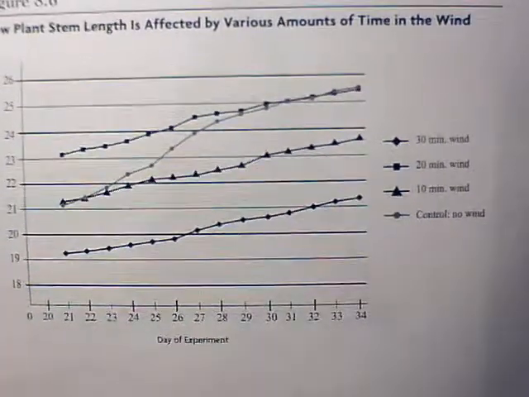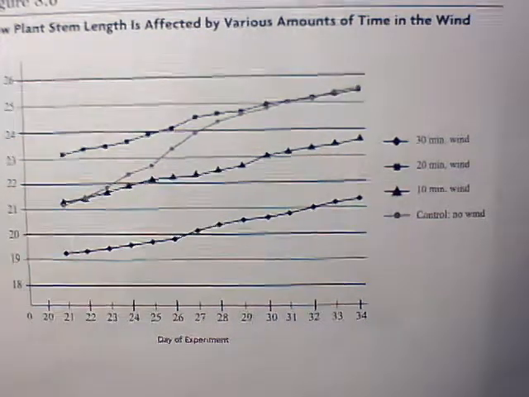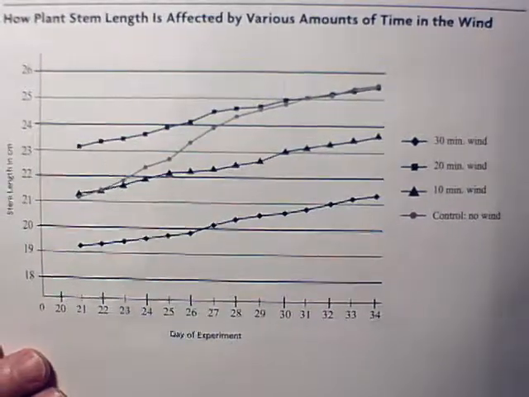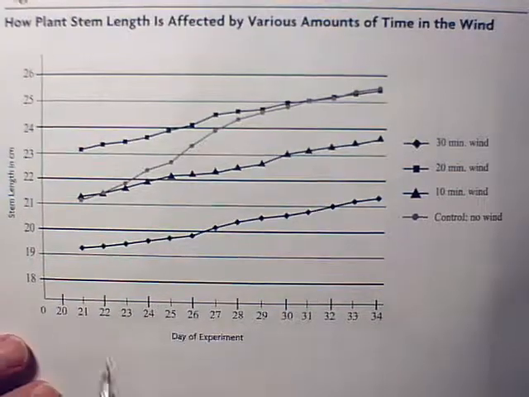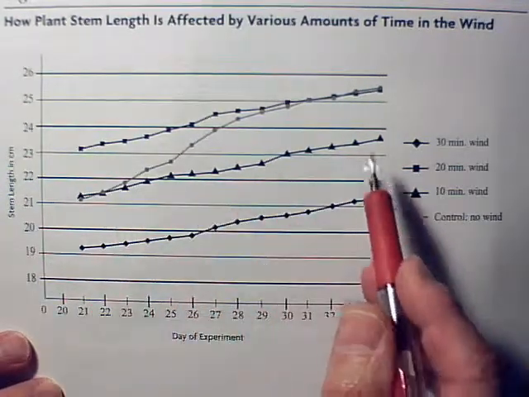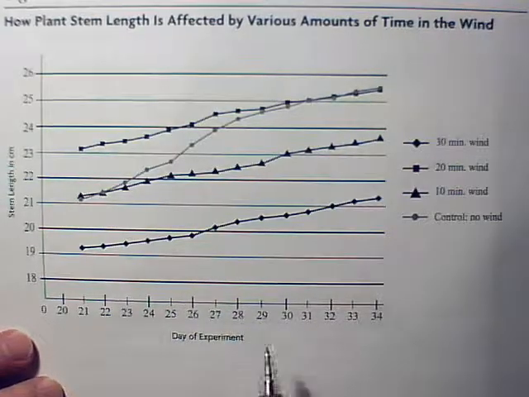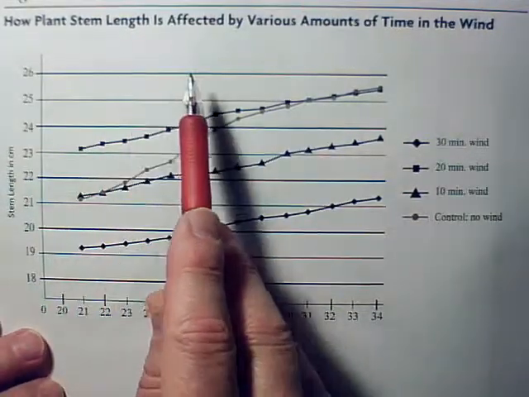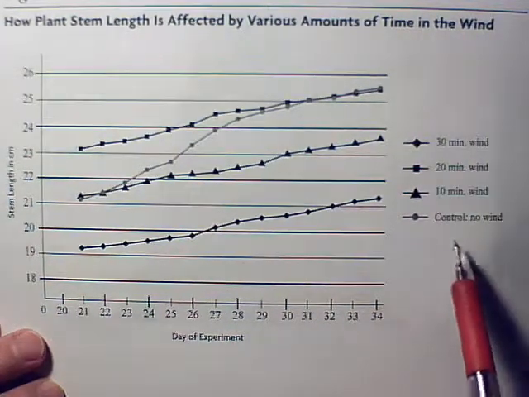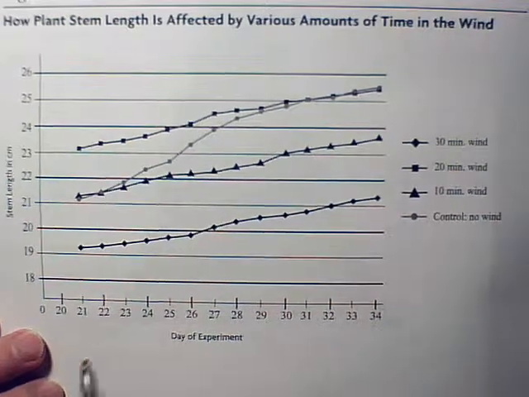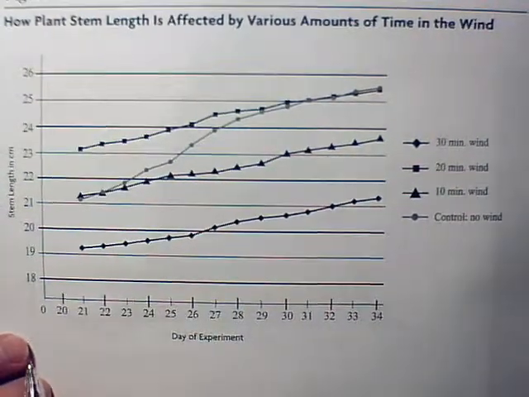If you're comparing several groups of data, then you need a line graph. This is called a line graph. Sometimes, as a shortcut way of explaining it, I'll call this a connect the dots graph. Does that make sense? It looks like connect the dots, doesn't it? What we're seeing is a relationship between the patterns for different sets of data. In this case, we're looking at how plant stem length is affected by various amounts of time in the wind. 30 mile an hour wind. What is that? No wind. Anyway, we're comparing different sets of data.